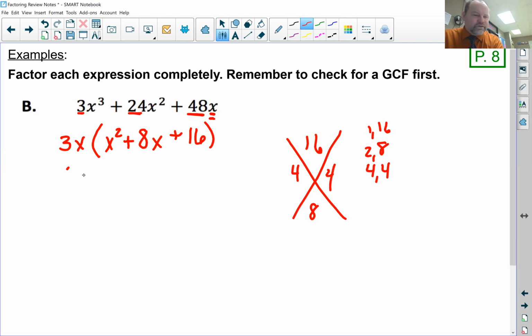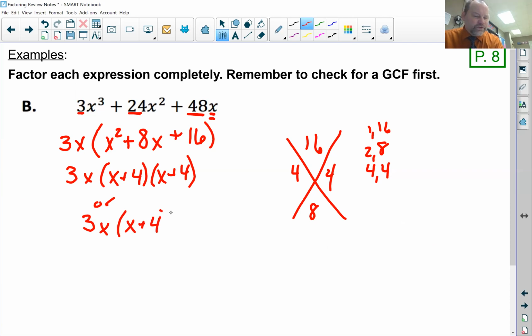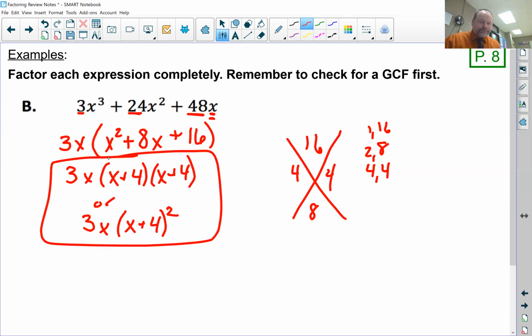So our factored form would be 3x times (x plus 4) times (x plus 4), or 3x times (x plus 4) squared. Either one of these two is correct because they actually mean the same thing.